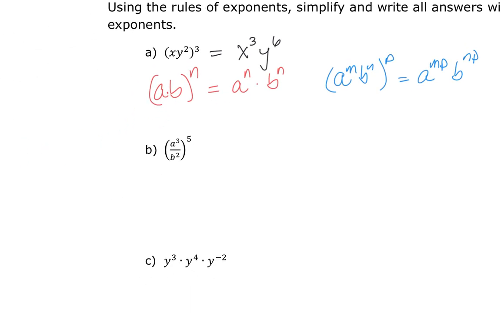On the next one, since we already talked about how this is going to distribute, if I have (a to the m over b to the n) raised to the p power, it distributes over multiplication and division. So this is a to the mp divided by b to the np. Similarly, this would be a to the 15th divided by b to the 10th.